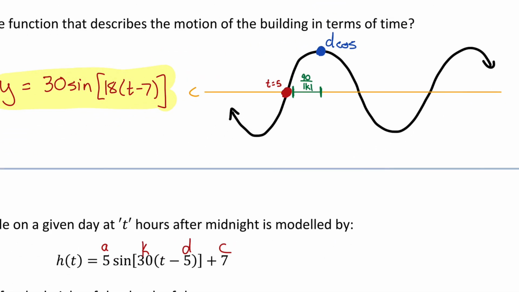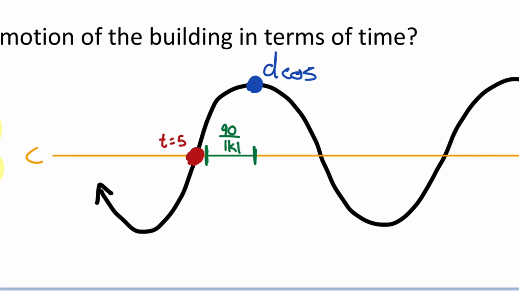And also in the equation, we know the k value. The k value is 30. So I can replace this k value with 30, making it 90 over 30. So the horizontal distance between these points is 90 over 30, which is 3. Which means if there's a rising midline at 5, moving 3 to the right, there'll be a maximum point. So there'll be a maximum point at a time of 8, which is 8 hours after midnight, which is 8 a.m. So there'll be a high tide at 8 a.m.